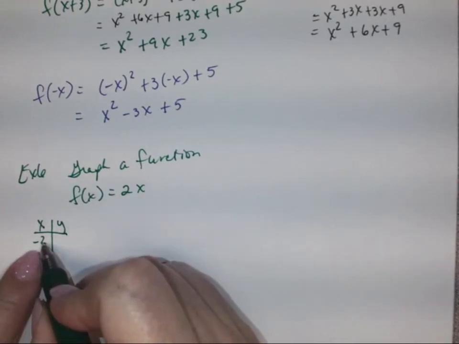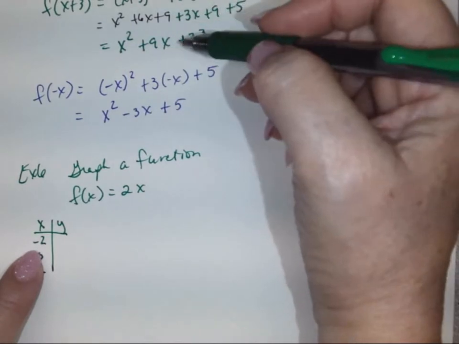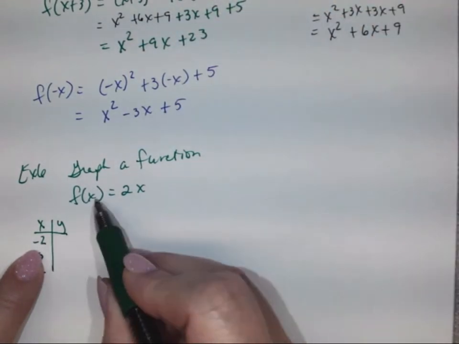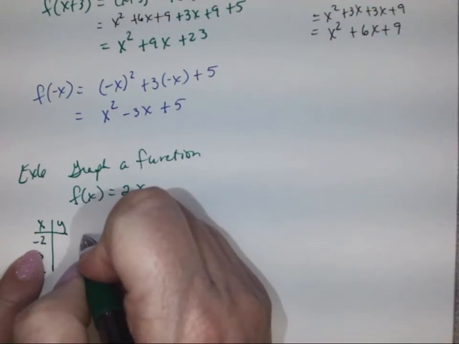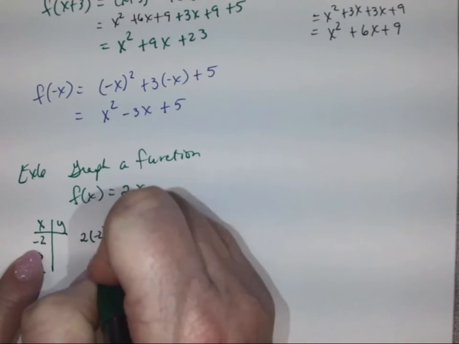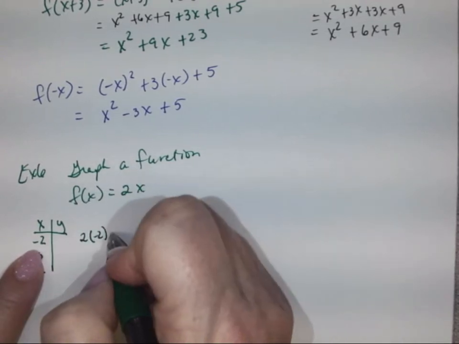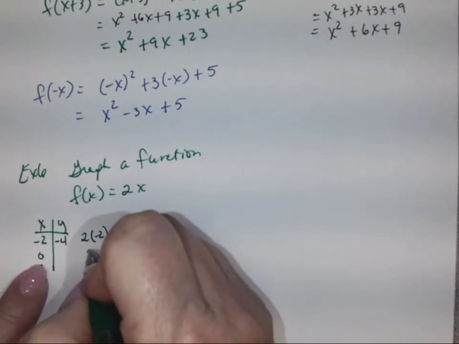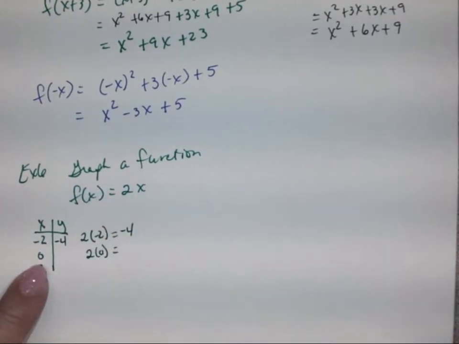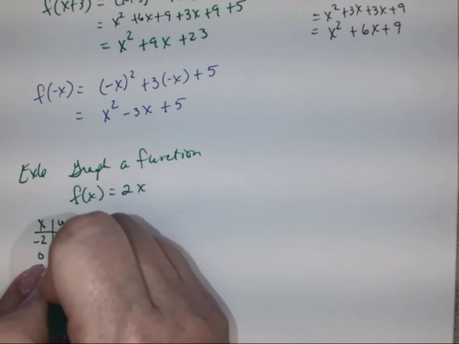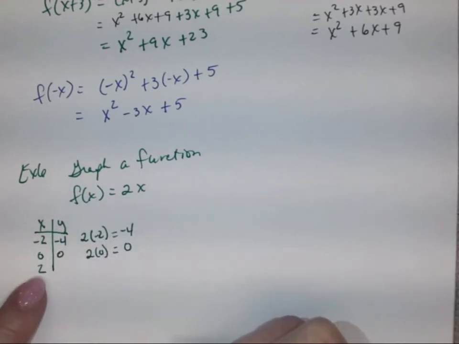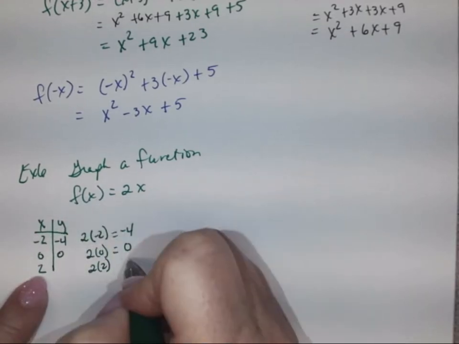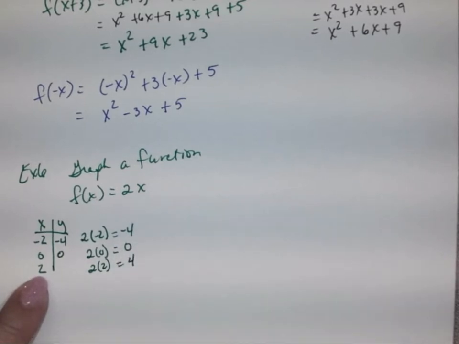So to plug it in, we're doing the same thing we've been doing up here with our equations. We're going to plug in negative 2 wherever x is. So that will be 2 times negative 2, because it's 2 times x, and that gets us negative 4. Now we have 2 times 0. Well, anything times 0 is 0, so that will get us 0. And then we have 2 times 2, which is 4. So that will be 4. So we just plug these into our function.